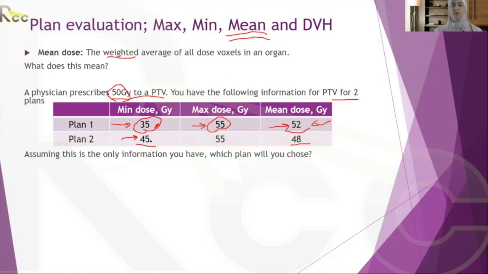Plan 2 has minimum dose of 45 gray. But because the mean dose is 48, this tells me that I have so many voxels. عدد كبير are geared towards the cold area, 45 gray. And hence, the average dose or the mean dose is really lower, 48 gray, as opposed to 50 gray. تمام؟ فبالحالة الأولى, plan 1.